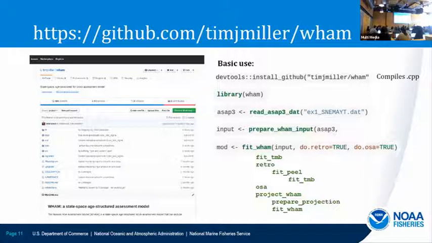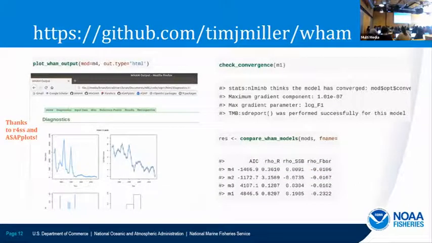So in the fit general function, we can turn on or off retrospective analysis, and the one step ahead residuals that Anders and team have developed for TMB. That function calls the fit peel function, which redoes the data inputs and then calls the fit TMB function again. You can turn on and off this one step ahead residual function, and then to do projections, it's again calling the fit WHAM after modifying the input. And then after you fit the model, we have a plot output function, which again lifts code from R4SS, and then ASAP plots, which is another set of generic output that Chris Legault has written and developed. And this all gets dumped into an HTML file like R4SS does.